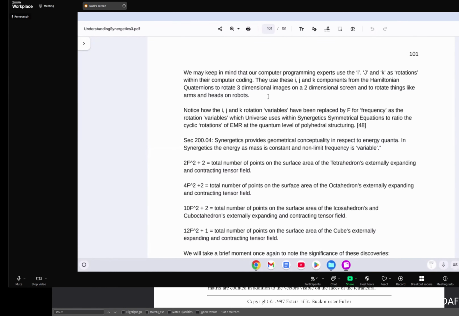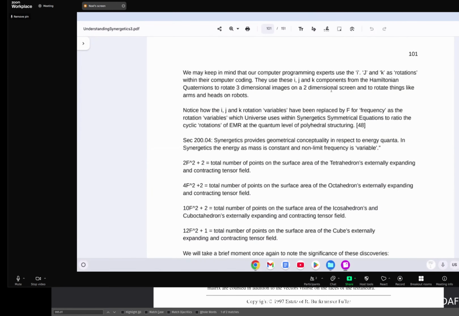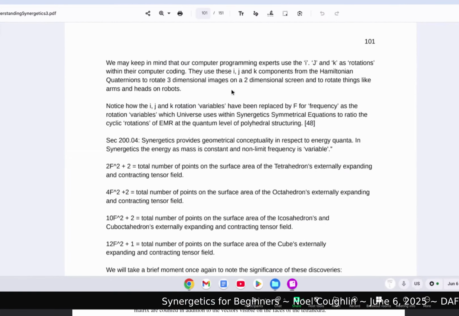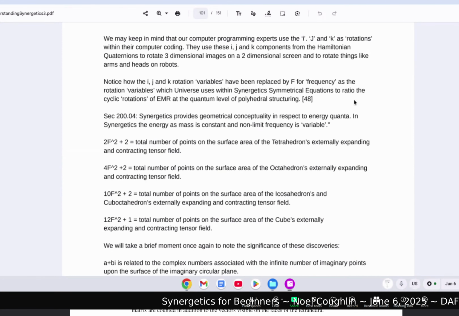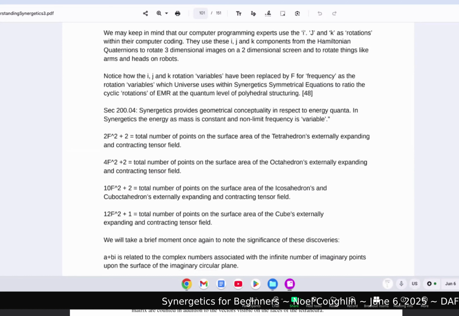And this enables them to rotate three-dimensional images on a two-dimensional screen, and then they can rotate things like arms and heads on robots. So we notice how the computer programming experts use i, j, and k as rotations, and notice that when we translate the i, j, and k rotation variables for frequency, this shows us how universe uses the synergetic symmetrical equations to ratio the cyclic rotations of EMR at the quantum level of polyhedral structuring. And that's why we can derive all of the correct megaelectron voltage of the various particles in association with Planck's constant, the fine structure constant, and the gravitational constant in whole rational units.